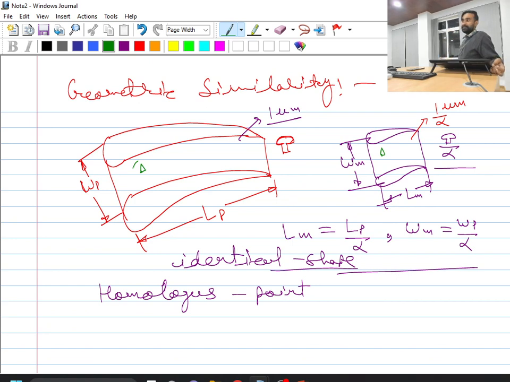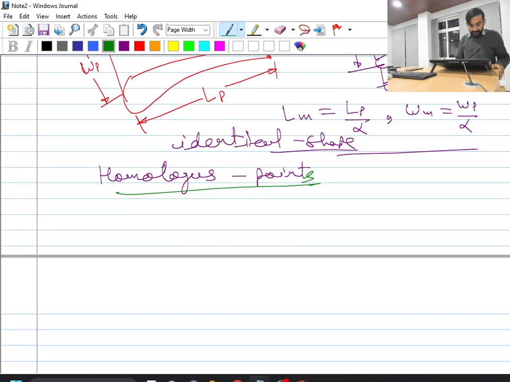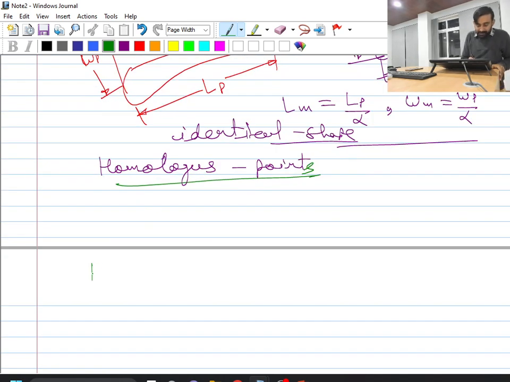Is this point clear? So these two points, this green triangle on the model and green triangle on the prototype, are nothing but what can be called homologous points on the model and the prototype. Is this point clear? So this is the first type of similarity which we have to ensure while we are considering the model and the prototype, which is called geometric similarity. The second similarity is called kinematic similarity.